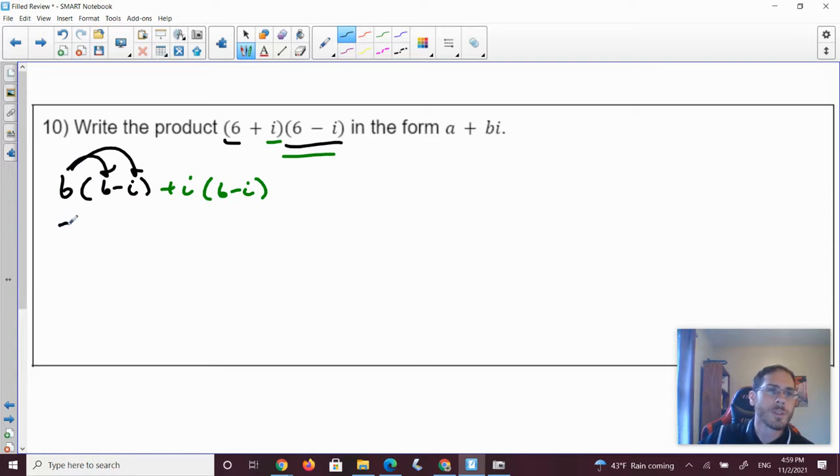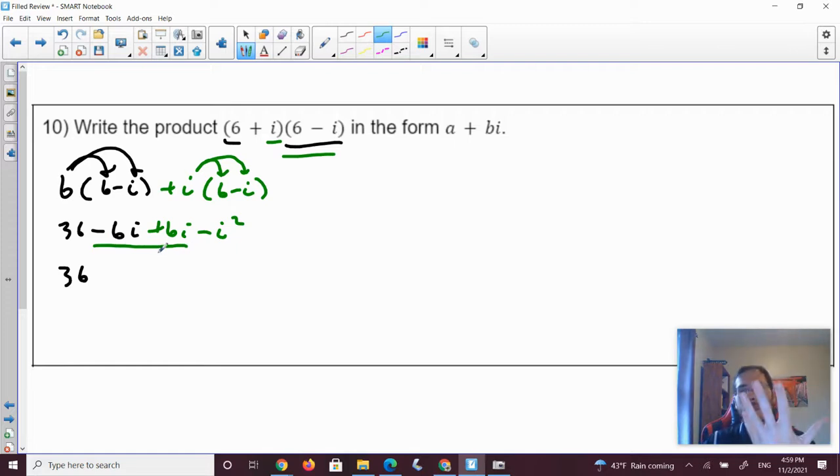So 6 times 6, that's 36. 6 times minus i is minus 6i. i times 6 is plus 6i. i times minus i is minus i squared. So 36, can't really do anything with that. We bring it down. I combine like terms here. This is interesting because minus 6i and plus 6i cancels out. I'm going to write plus 0i. I don't have to, but I'm just going to do it because it doesn't always cancel out. So you could end up with i's, but for this one, it does cancel out. This one just happens to.